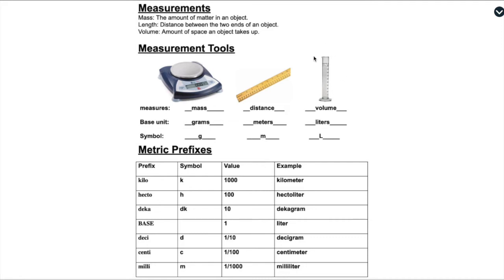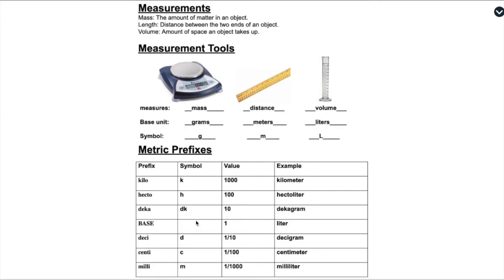This right here is called a graduated cylinder. Unfortunately, until we are back in the classroom, we're not really going to use graduated cylinders, but I do want you to be aware of them. They are what we use to measure volume. The base unit for volume is liters, and we use L for that. Now, the nice part about the metric system is I just gave you the 3 base units, and each of those is equal to 1 of itself. So 1 gram, 1 meter, 1 liter.